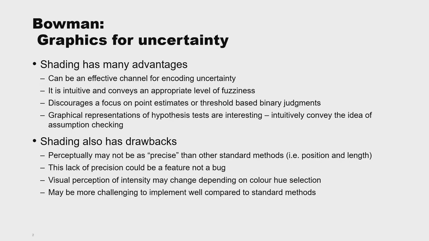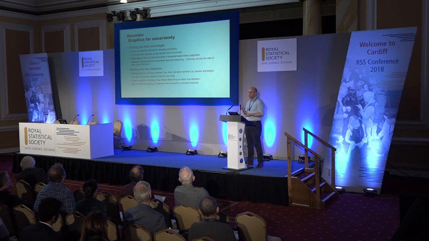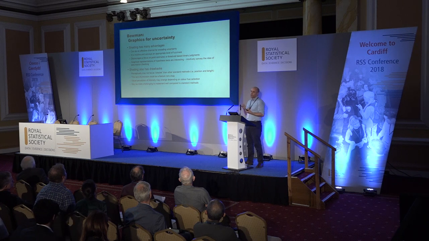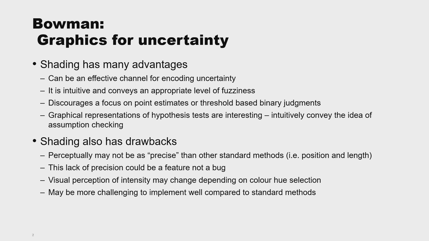But shading also has drawbacks. Perceptually, this is not as precise as, say, other standard methods. You could argue that this is a feature and not a bug, but it really depends on the question that you're trying to address. What context are you using this technique? Visual perception of intensity may also change depending on what color hue you select. What I mean by this is the same quantitative number may change by the different color that you use. We've all seen really badly implemented heat maps. This is where, again, using shading, we have to be very careful. And if you think back to the quote from Tufte on color, the first principle of using shading may be to do no harm.